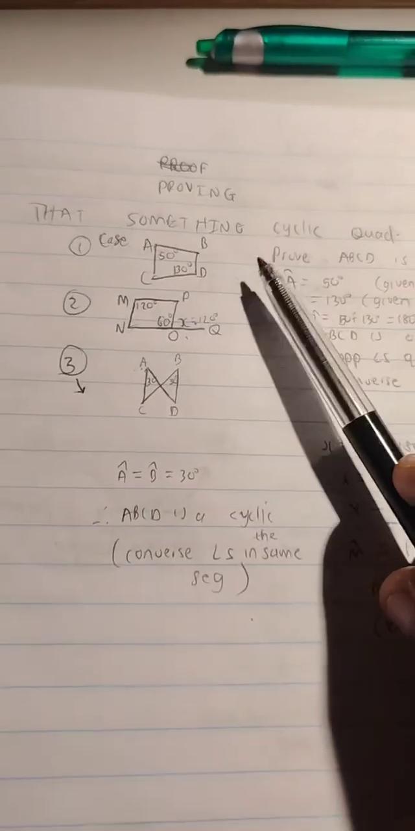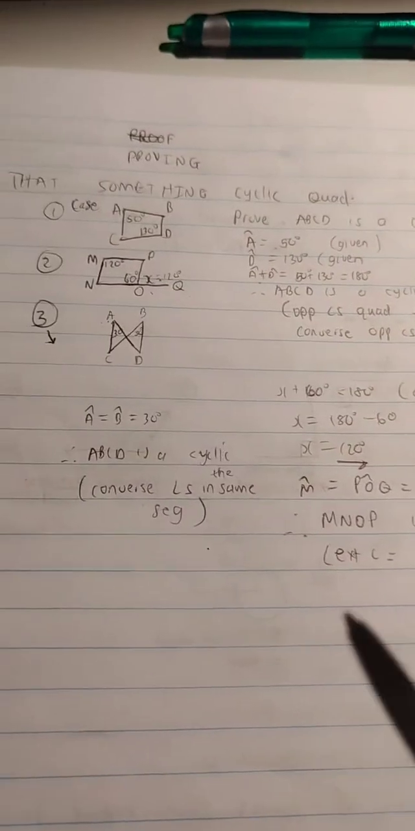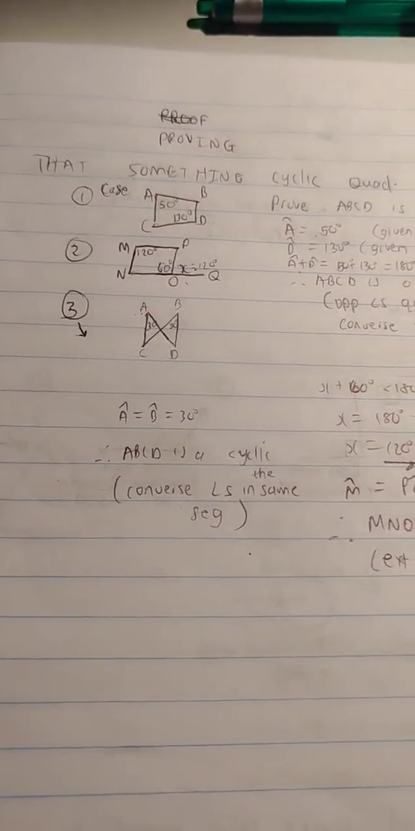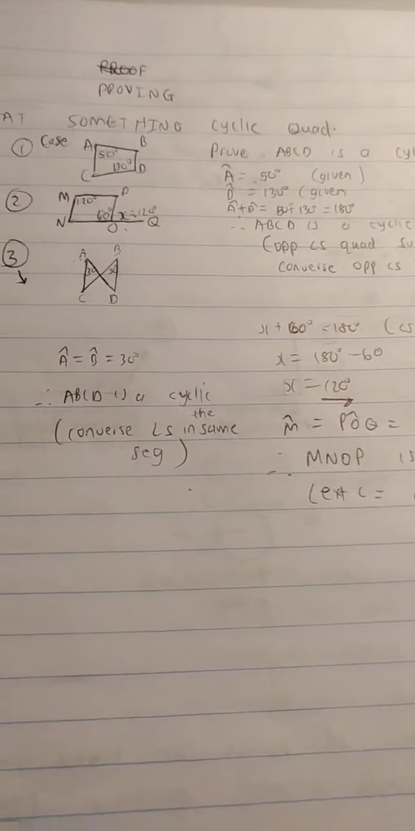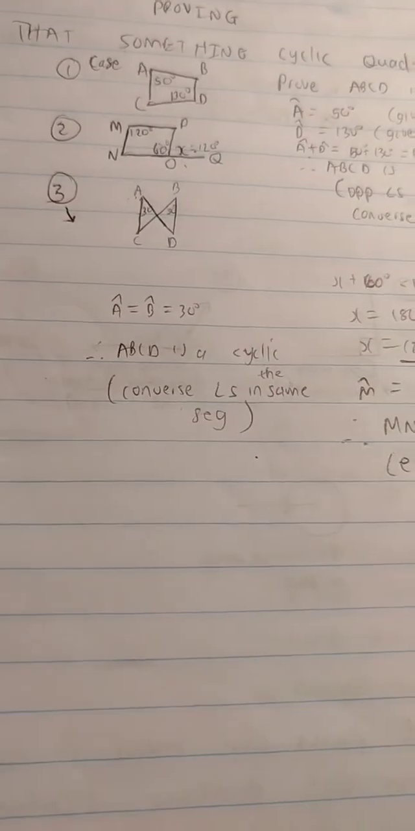So guys, these are the 3 ways in which we can prove that a quadrilateral is actually cyclic. Okay, and you saw from the document.